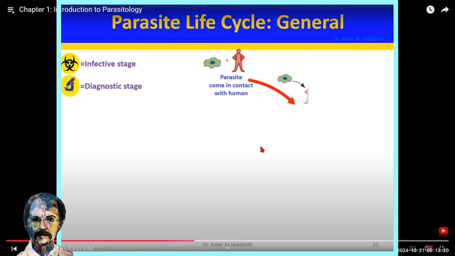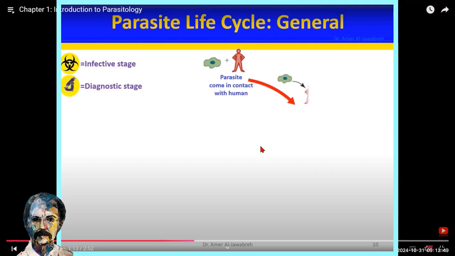Okay, so first here, the parasite comes to the human being. This looks like Amoeba histolytica, which comes into the human being and is eaten. Usually it's eaten when we are drinking and eating, and then we get the parasite. The form which gets inside us and later causes the infection, we call the infective stage. This stage is the infective stage.